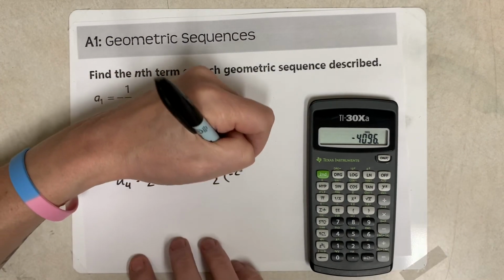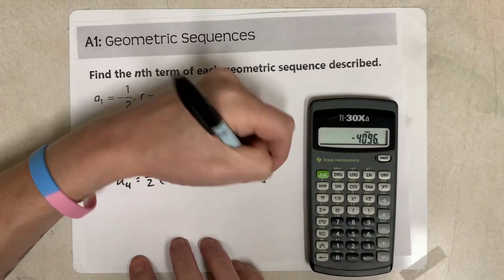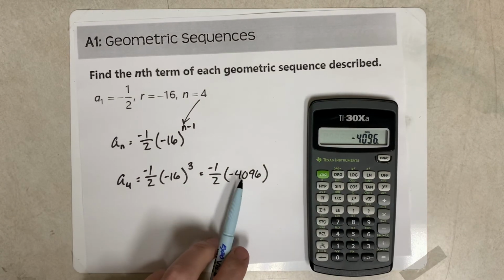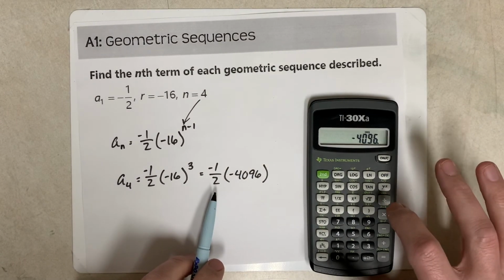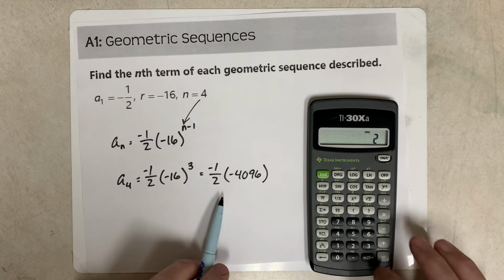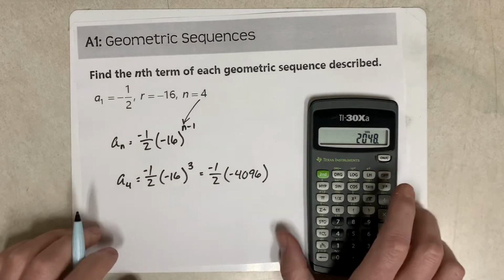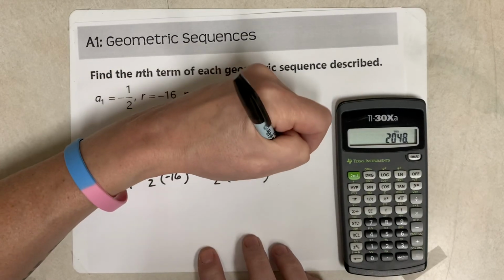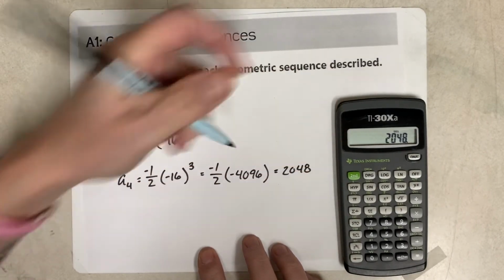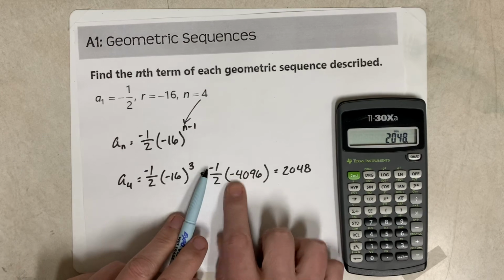It's -4096. And basically we're just going to divide that by 2. And then I got to make that negative also. And I get positive 2048. And that is correct. And just make sure the 2 negatives make a positive.